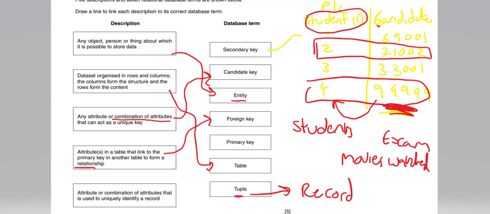And finally, attribute or combination of attributes that is used to identify a record. And this being the primary key. Notice the difference between the primary key and the candidate key. Candidate key doesn't mention about identifying records, whilst the primary key does.